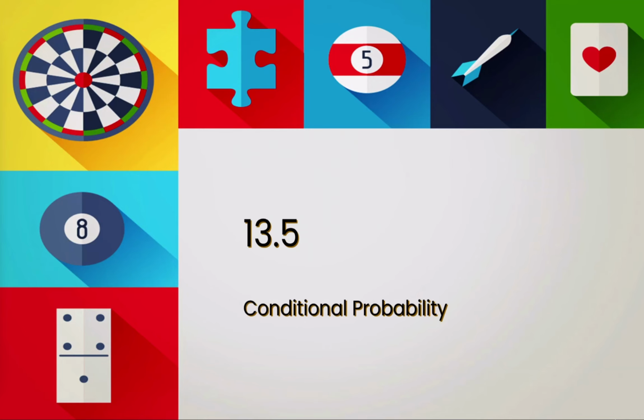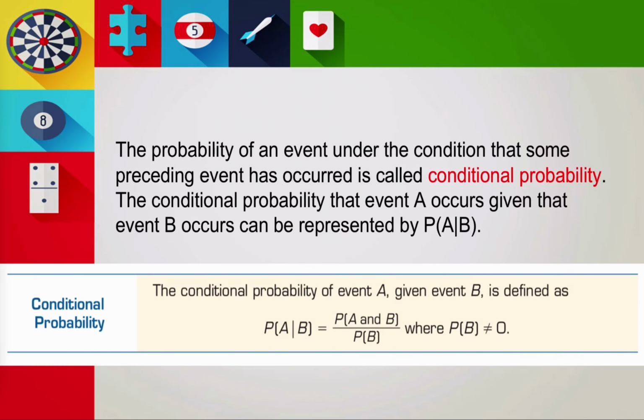Conditional probability. The probability of an event under the condition that some preceding event has occurred is called conditional probability. The conditional probability that event A occurs given that event B occurs can be written this way.